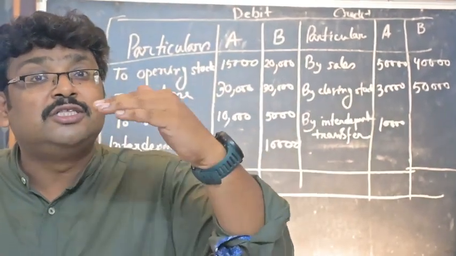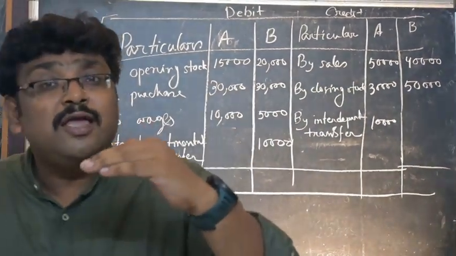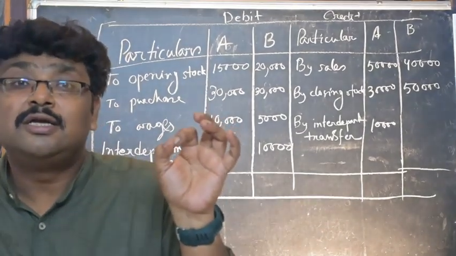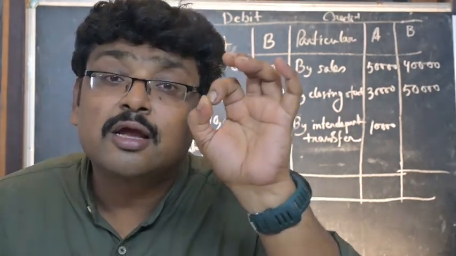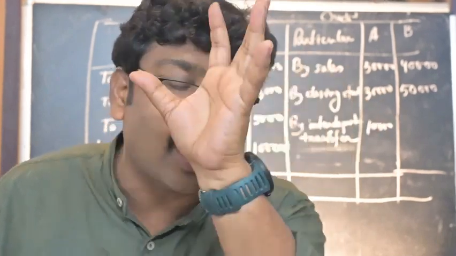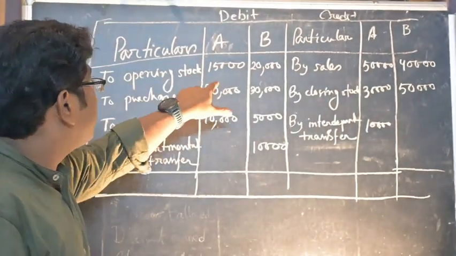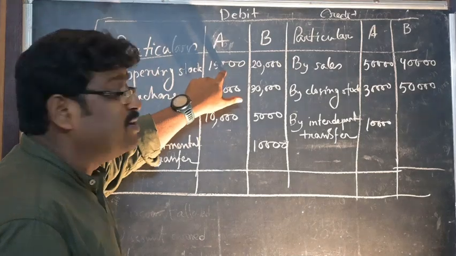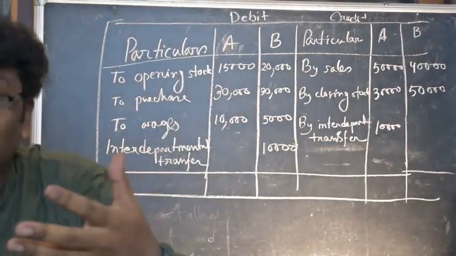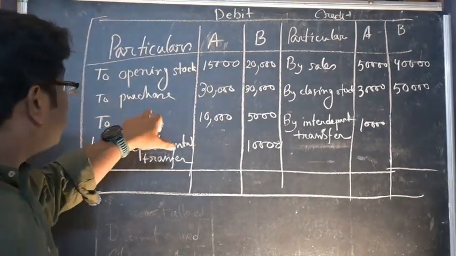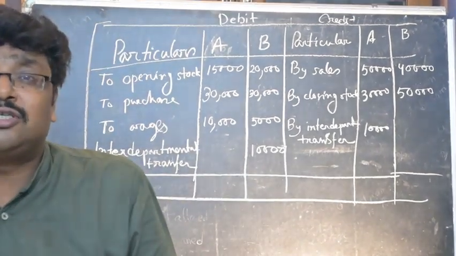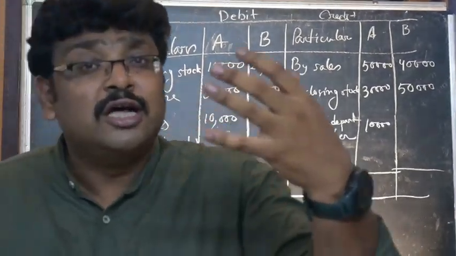And you know that if there is an increase in the purchase, it should be considered in the debit account. So opening stock is in the debit account. The opening stock for department A is 15,000 in the debit account, and for department B it is 20,000 in the debit account. And now the purchase: if there is an increase in the purchase, it should be considered in the debit account.